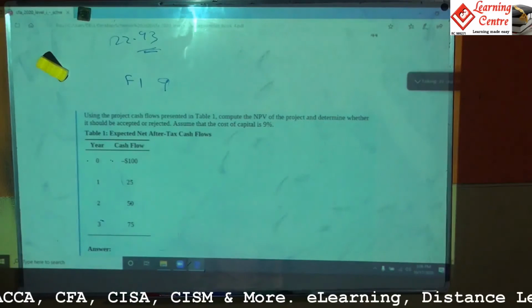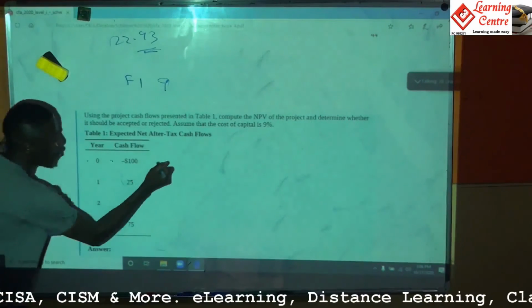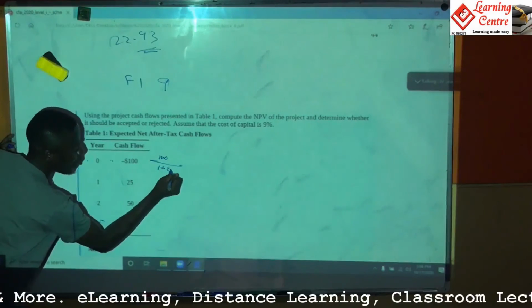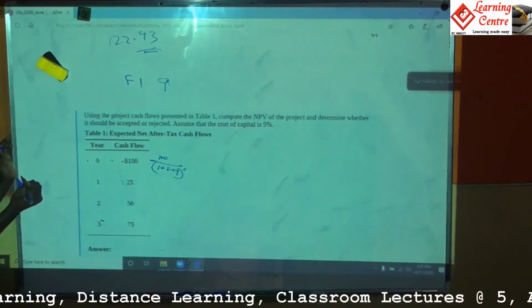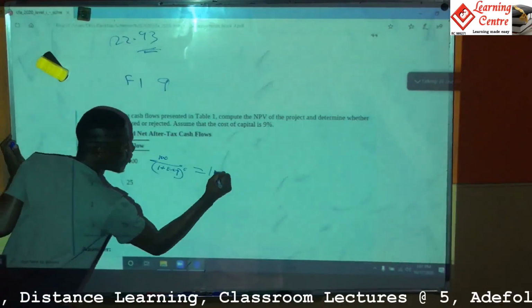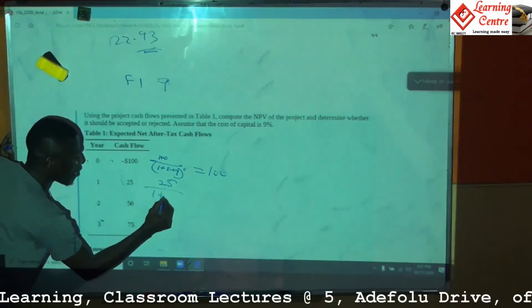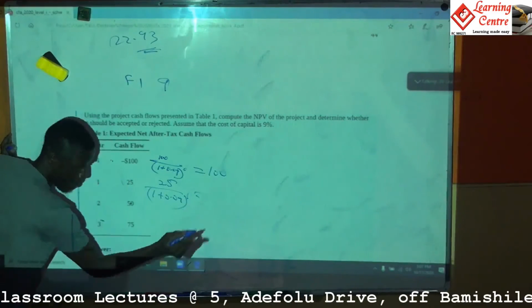Okay, Mama, so let's look up. So when you are doing it manually, it's going to be 100. 1 plus 0.09, Abi, raised to power 0. So what do we have? Move, which is going to be 25. 1 plus 0.09 raised to power 1. So, Mama, do it.